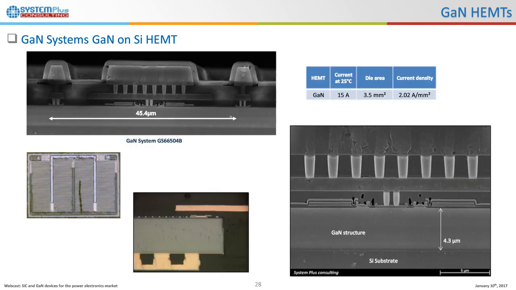Opposite to Transforms, we can see the structures of GaN Systems. So GaN Systems propose GaN structures with an epitaxy of 5.3 micrometers and a completely different package. So it's an embedded die package. In this case, we see also the current density, and you have other information about the device.